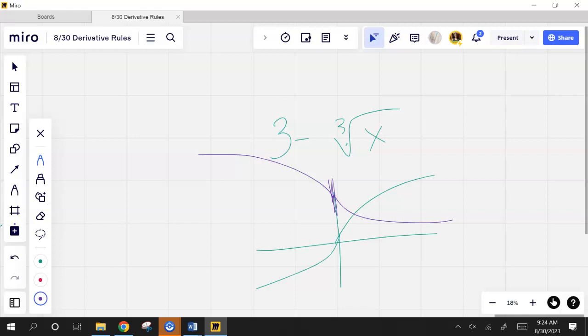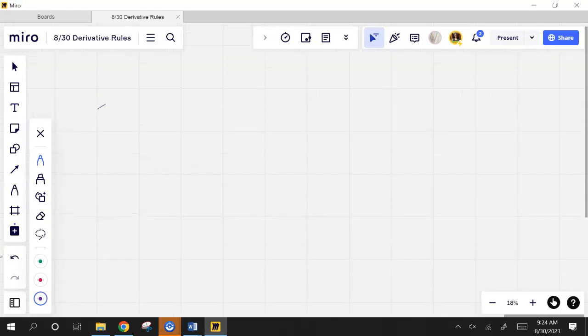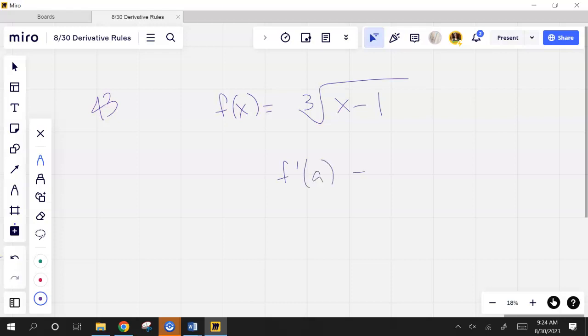What else? 43. Y'all been itching to get to 43. Cube root of x minus 1. It says, which of the following points is the derivative not equal to if you put it in your calculator to look.